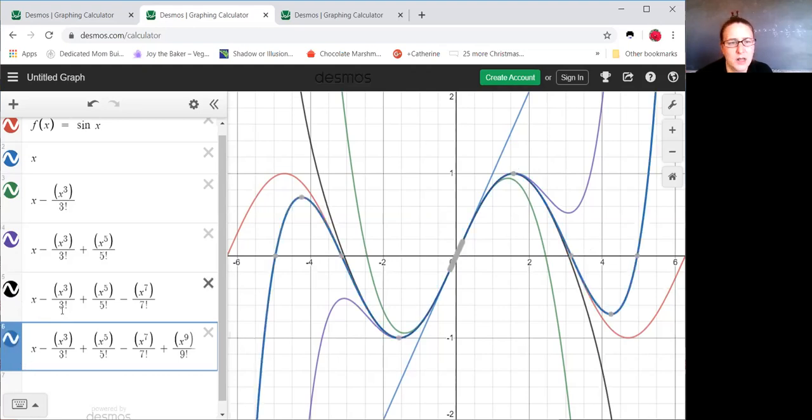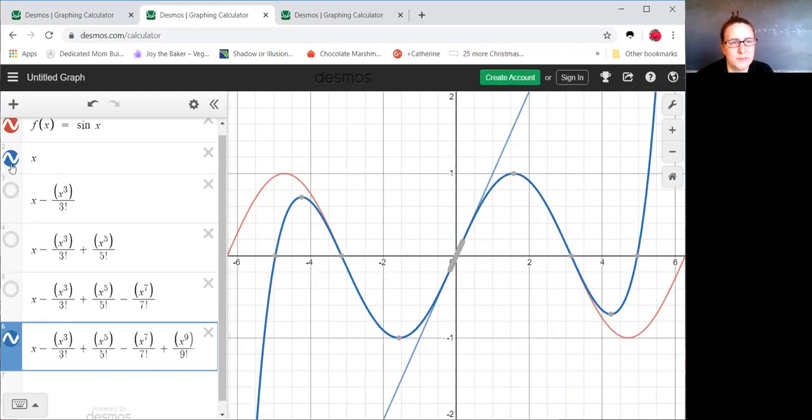So you can see the 5th one, let me get rid of these so you can see that final approximation that I graphed is actually really close. I've got the whole first period there, and even further out, it's looking really good.